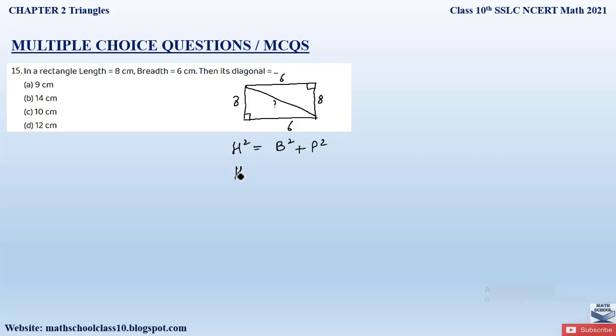So hypotenuse we have to find out. Base is how much? 6 square plus perpendicular is 8 square. 6 square is 36 plus 8 square is 64. So hypotenuse square is equal to 100, or taking the square root on both the sides, we get the square root of 100 is equal to 10 centimeter. That is our correct option is option C. So this is very simple. Just apply the Pythagoras theorem to find out your diagonal value.